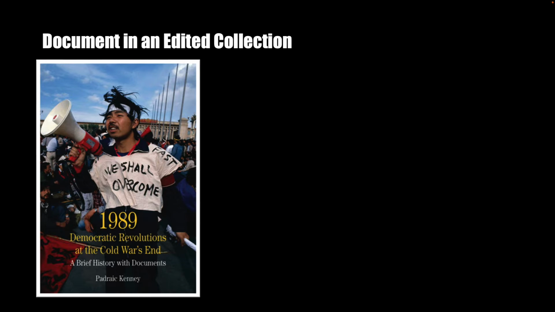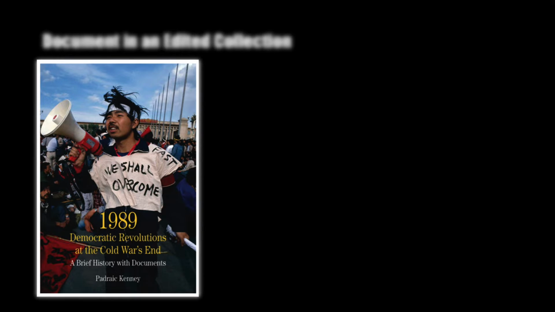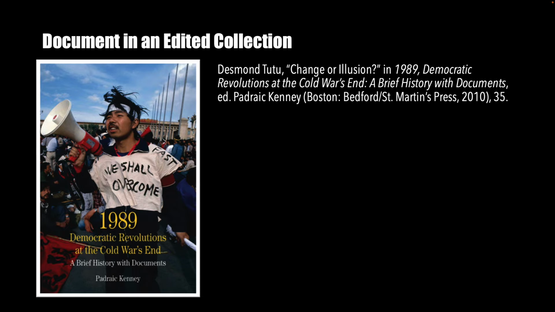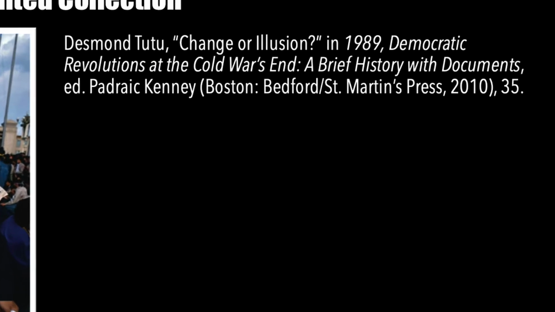That's all you need to remember for citing books as primary sources. Another type of primary source that you might find, however, is some sort of document that's included in an edited collection of primary sources or an anthology of primary sources. This is an example of one that I have. This is a small edited collection of primary sources on the democratic revolutions in 1989 throughout the world. And one document in this edited collection is a speech by Desmond Tutu.